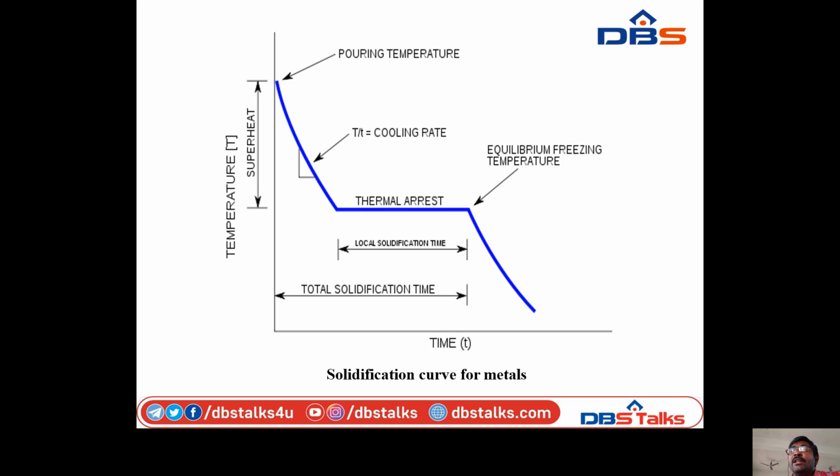First, the pouring temperature decreases until the thermal arrest, where the temperature is constant. The corner point is the equilibrium freezing temperature. Next, it cools down.